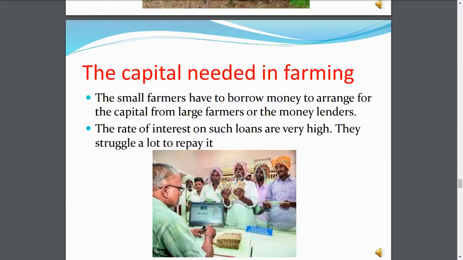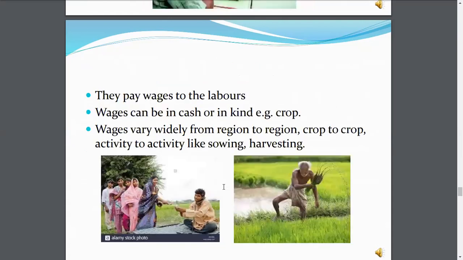Now the next thing they are talking about is the capital needed in farming. As I told you earlier, capital is very much needed whenever we are starting any industry, factory or anything. Capital is very much needed in farming. So what are the two points you can make? The small farmers have to borrow money to arrange for the capital from large farmers or the moneylenders. The rate of interest on such loans is very high. They struggle a lot to repay it.